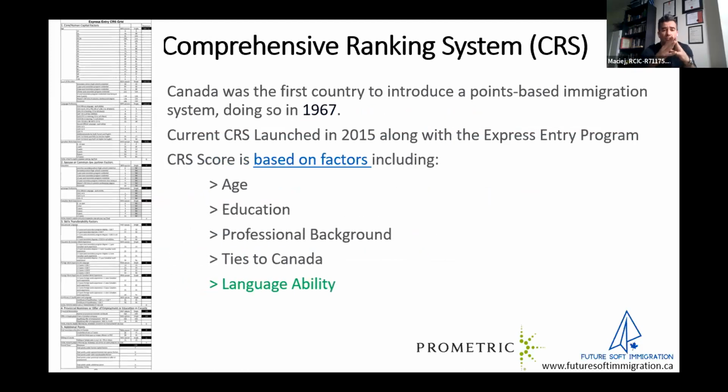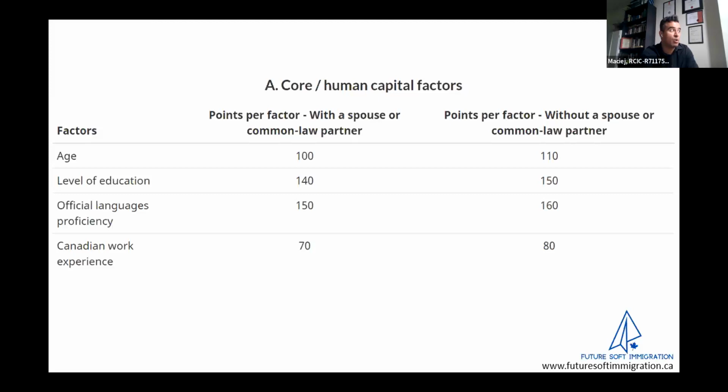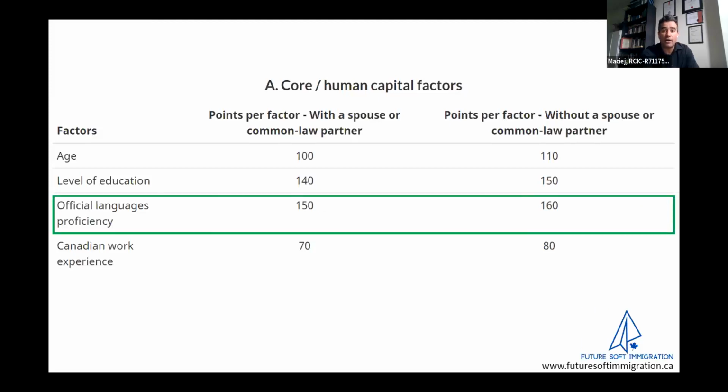In any case, the Comprehensive Ranking System score is based on many categories, including age, education, professional background, and ties to Canada. But today we are going to mostly focus on language ability, because that's going to be the focus of our point. As we know, with the CRS, you can get a maximum score of 160 points when you're without a spouse, or 150 points with a spouse. Again, this is the maximum score.